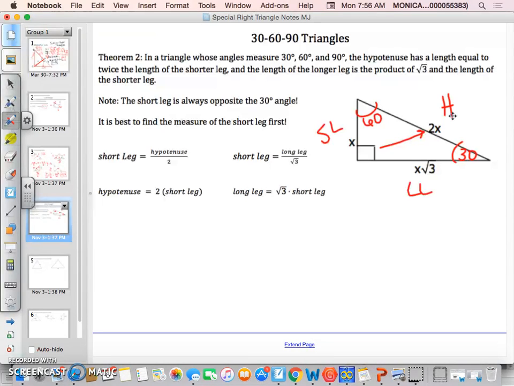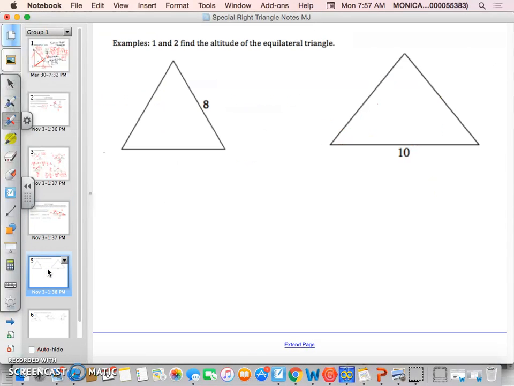Notice that the short leg is always across from the 30-degree angle, and the long leg is always across from the 60-degree angle. And you can see that half of 60 is 30, so it makes sense. Let's look at some examples.